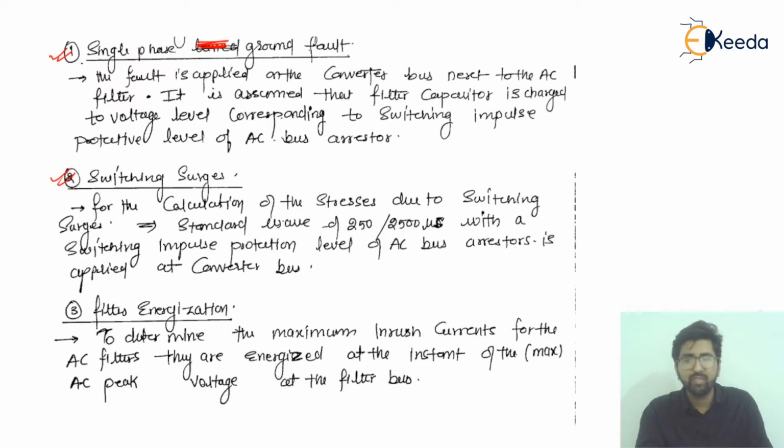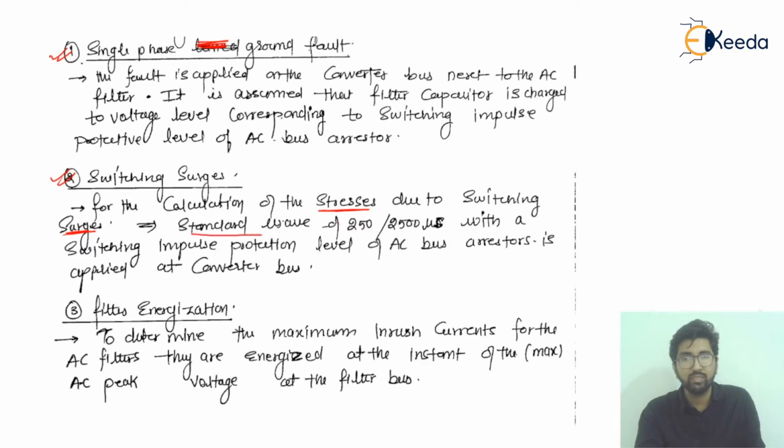So if you talk about the switching surges, for the calculations of the stresses due to the switching surges, sometimes when a fault occurs, a high amount of current flows through the arresters. These are high surges having high frequency components and high oscillations due to the inductors and capacitors connected in the system. So that is the calculation of the stresses due to the switching surges.